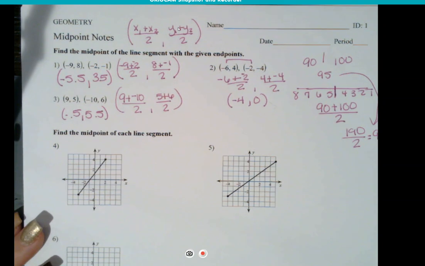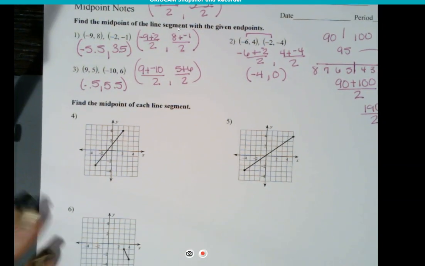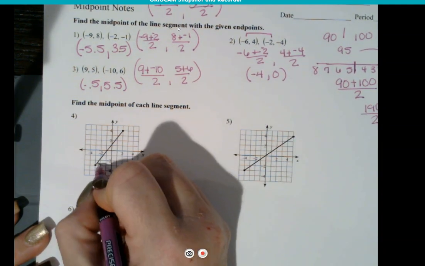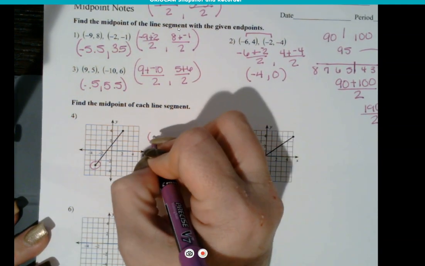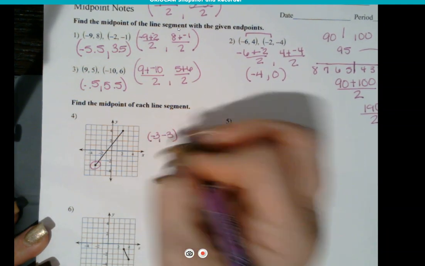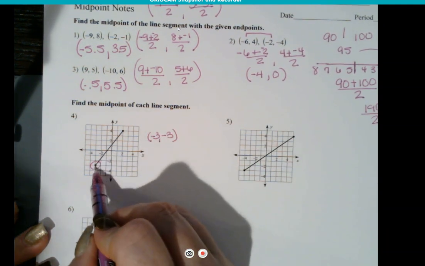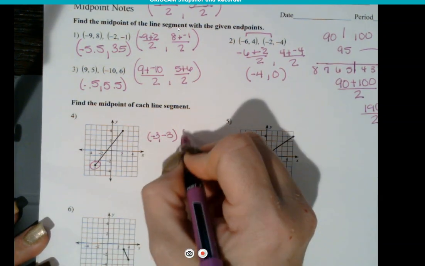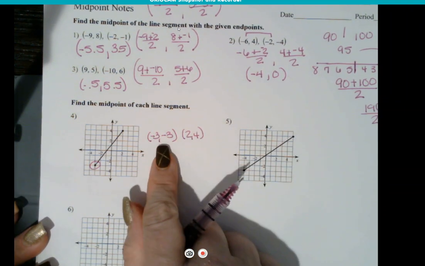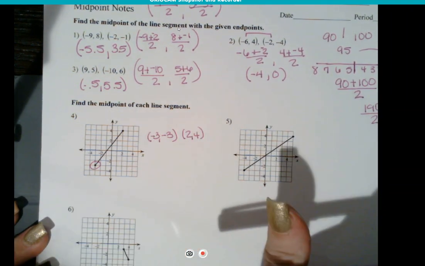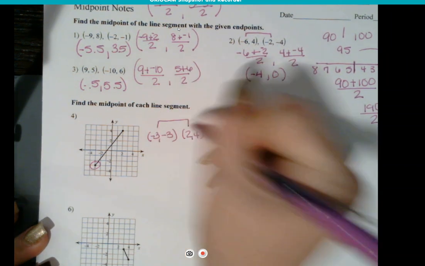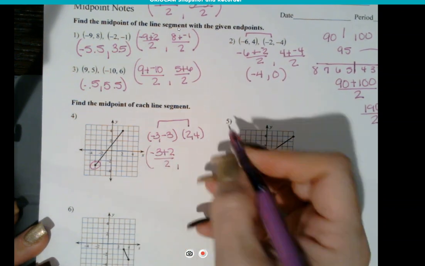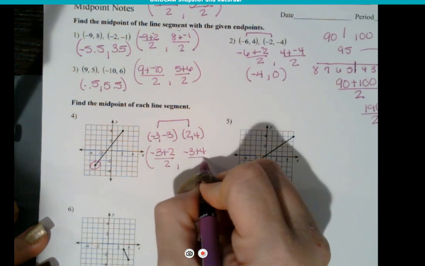So that's the explanation. The easiest way to do this, if it's on a graph, is to write the points down. Okay, and so I'm going to take this point and name it. So this point is at -3, -3. Remember, we go left 3, down 3, and that's why it's -3, -3. And then this side is at 2, 4. And again, you can do those in any order. If you did this one first and put 2, 4, and then -3, -3, it would not affect your answer, because you are going to add the x's. So -3 plus 2 divided by 2, and -3 plus 4 divided by 2.